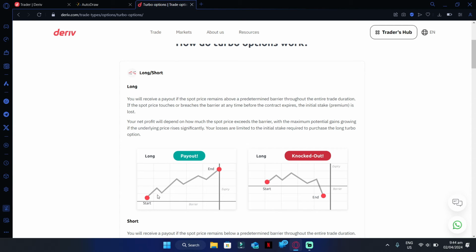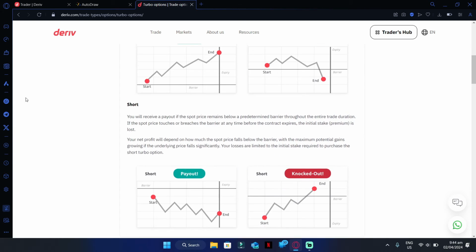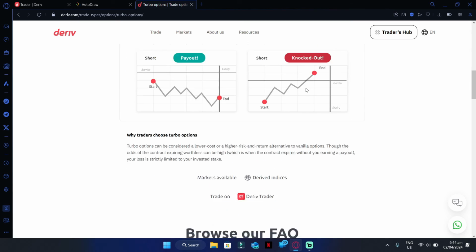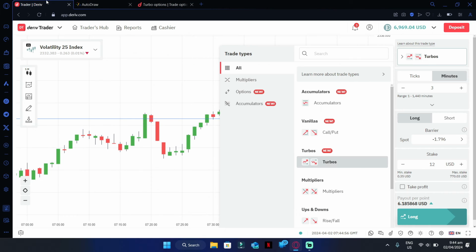When you buy, you expect price to reach a certain level within the specified time, and you're going to have a payout. But if it goes the opposite way, you're going to be knocked out, which means you lose money. Short, which is selling, means you expect price not to go above the barrier within a specified time, and you make money. If not, you lose money if it's the opposite. Now let me show you here.